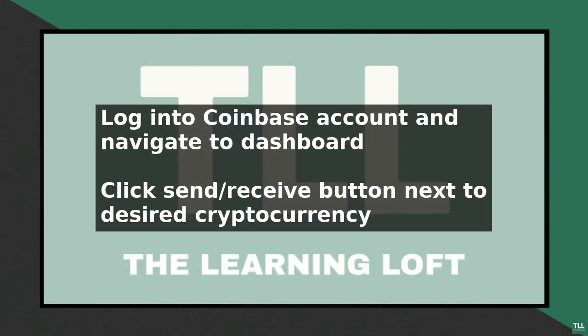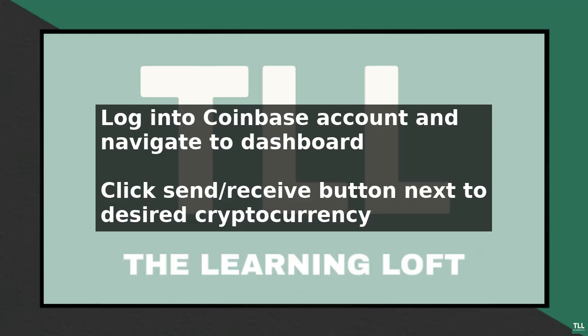To transfer crypto from Coinbase to Uniswap, start by logging into your Coinbase account and navigating to the dashboard. From here, click on the Send/Receive button next to the cryptocurrency you want to transfer, such as Ethereum. Enter the amount you want to send and select the cryptocurrency from the drop-down menu.